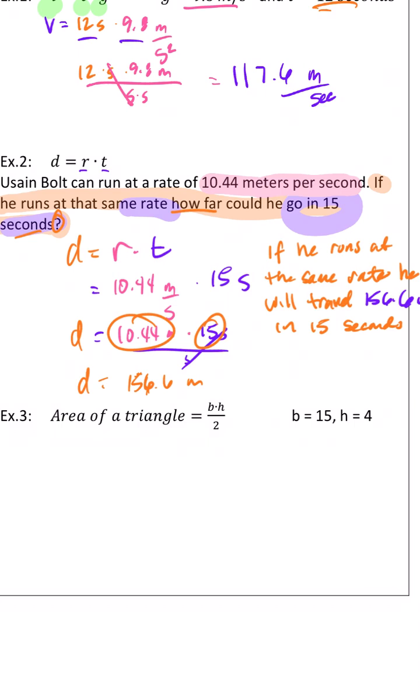Okay? You could even say he will travel. I mean, that's the complete sentence. That's what you really want for your answer, because that says you know what you found, not just that you came up with a number. You know now that he traveled 156.6 meters in 15 seconds. If you just wrote it out that, he will travel, and put this part in here as the answer, that's answering in complete sentence form. I'll accept that because that tells me you know what you're doing.